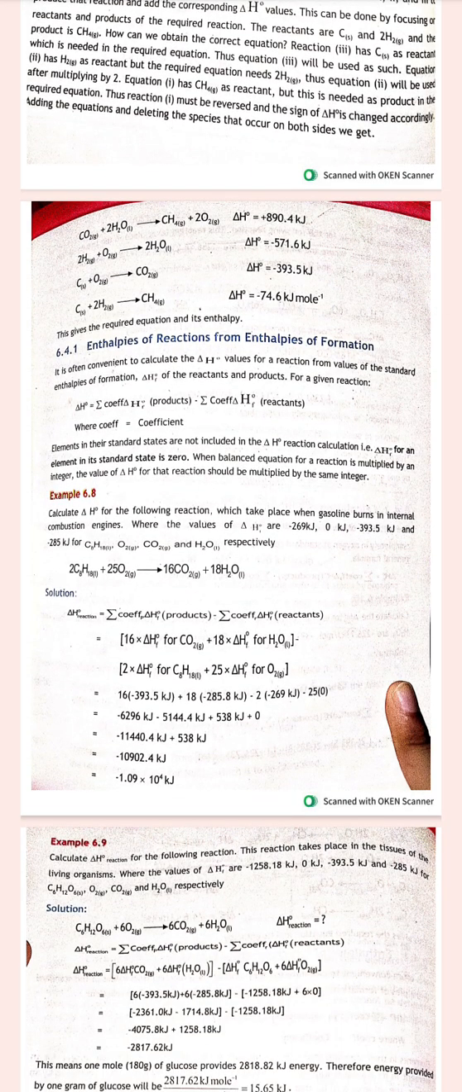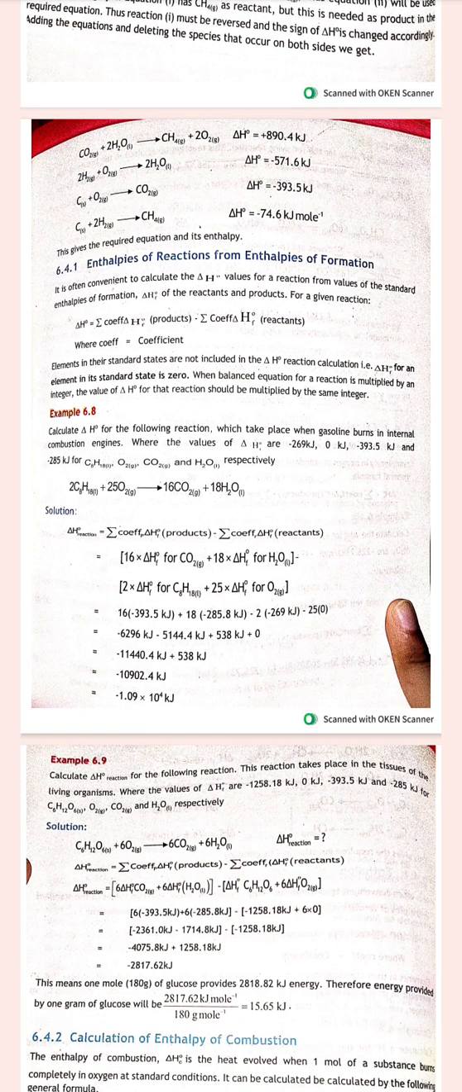Now we have the enthalpies of reactions from enthalpies of formation. It is often convenient to calculate the del H naught values for a reaction from values of the standard enthalpies of formation of the reactants and products. For a given reaction, del H naught is equal to the sum of the coefficients times del H F naught of the products minus the sum of the coefficients times del H F naught of the reactants. So we have to subtract the coefficients of reactants from the coefficients of products.